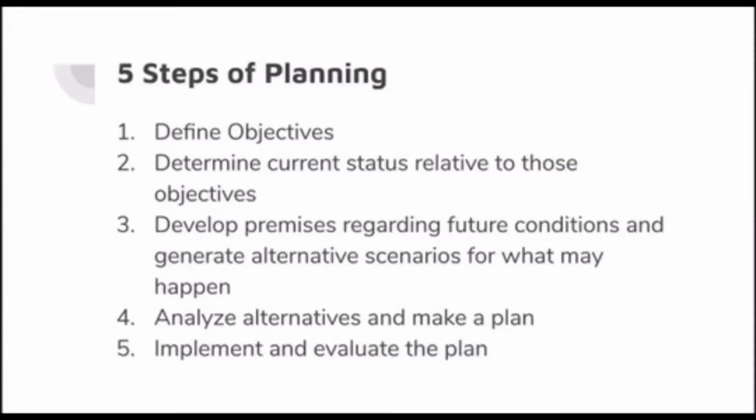The 5 steps of planning in the business world are to define your objectives first and foremost. Step 2 is to determine your current status relative to those objectives. Step 3 is to then develop premises regarding future conditions and to generate alternative scenarios for what may happen. Step 4 is to then analyze those alternatives and to develop and begin to implement a plan. Step 5 is then to fully implement the plan and evaluate the results of the plan.